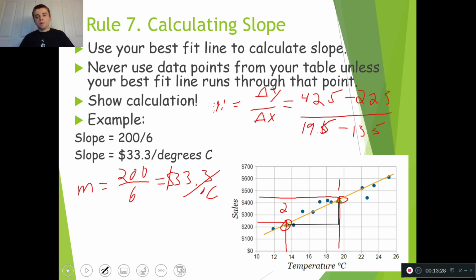The most important part here is that you're using 2 points on your line that actually fall on the line. Don't pick points from your data table. Always pick points that are on the best fit line.